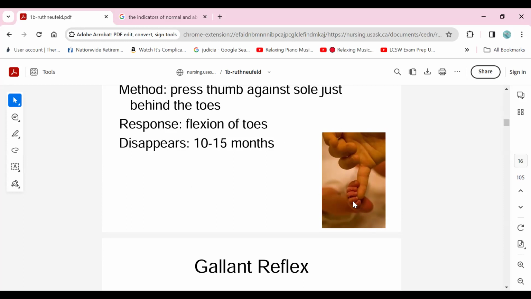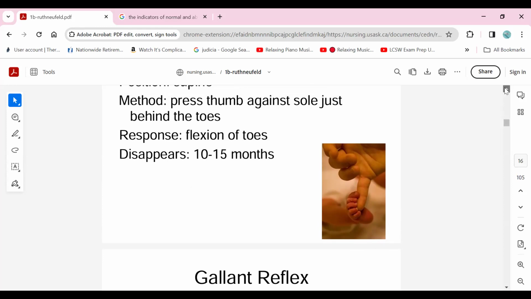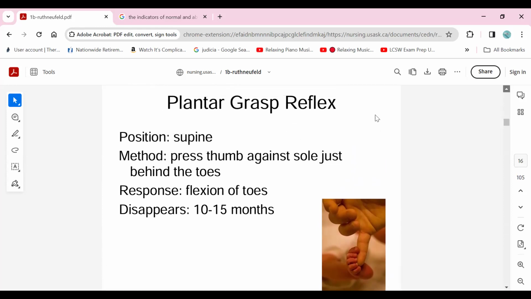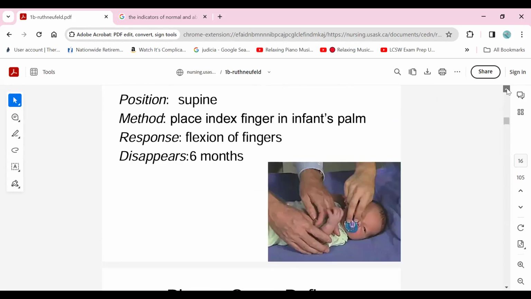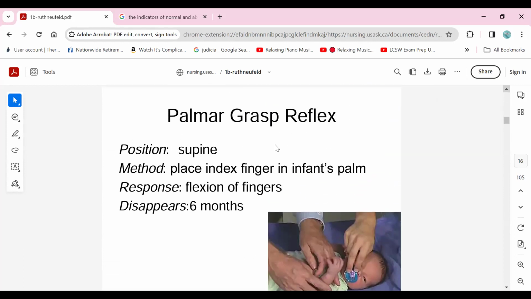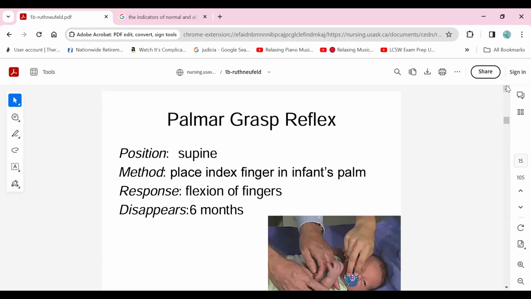That's a reflex, okay? What is it called? A reflex. Plantar grasp reflex, from 10 to 15 months. Supine, press thumb against the sole just behind the toes. Flexion of toes. And this is palmar grasp. Palmar reflex: flexion of fingers, disappears at 6 months.